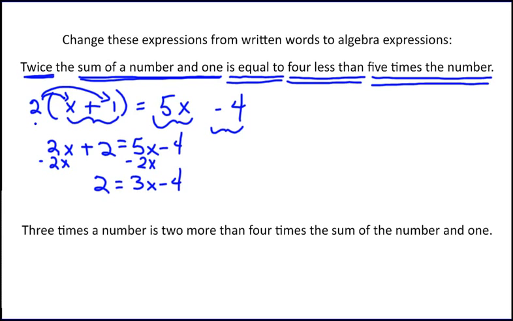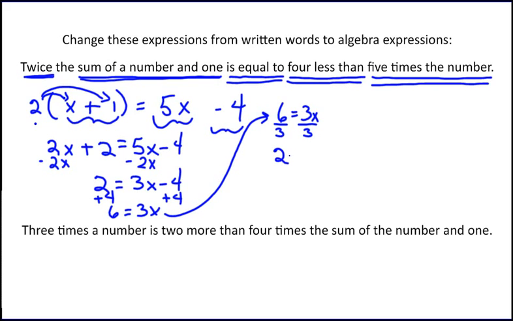Well, since the 3x is on the right, I would like the plain old numbers to be on the left. I am going to add 4 to both sides, giving me 6 equals 3x. Continuing up here where I have more room, 6 equals 3x. I will divide by 3 on both sides, giving me 2 equals x. So let's see if this makes sense.